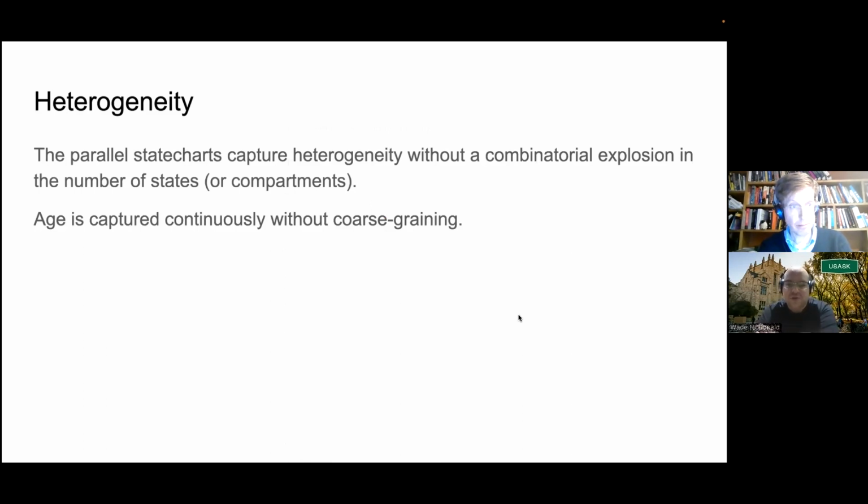Heterogeneity is represented by these parallel state charts. All of the state charts I described previously were part of the person agent and describe different aspects of that person's state. This can be done with the charts in parallel without resulting in a combinatorial explosion of the number of states or compartments, as in compartmental modeling. Age is captured continuously in this model without coarse graining.